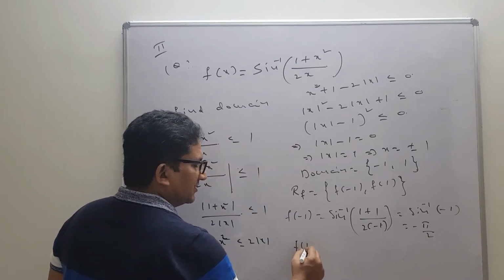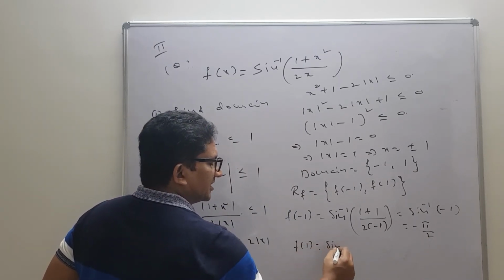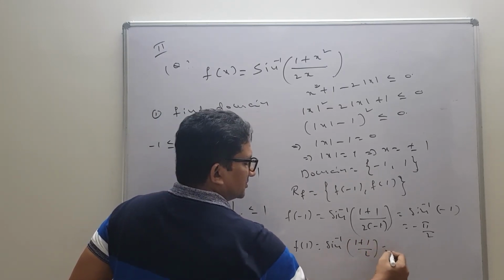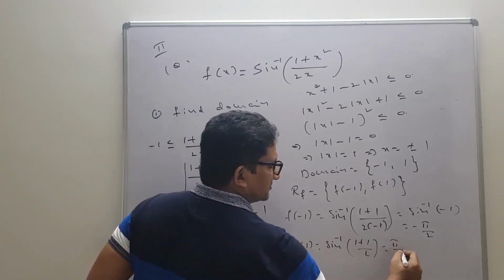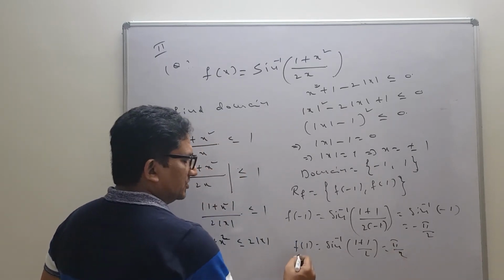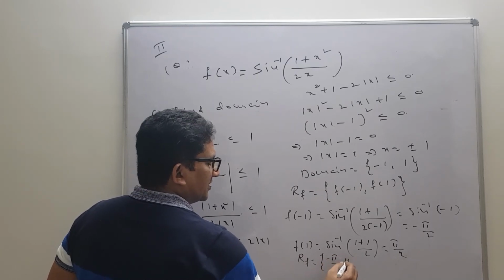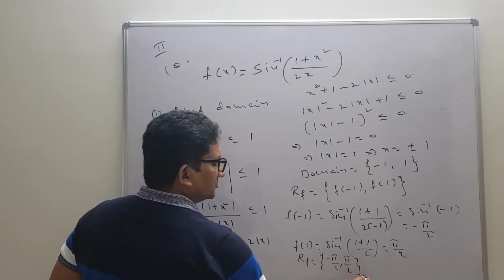Next we will check f of 1. So f of 1 means put x equals 1 in the function. So we will get 1 plus 1 by 2. So sin inverse 1 is what? Pi by 2. So the range of the function is two values, they are minus pi by 2 comma pi by 2 only.